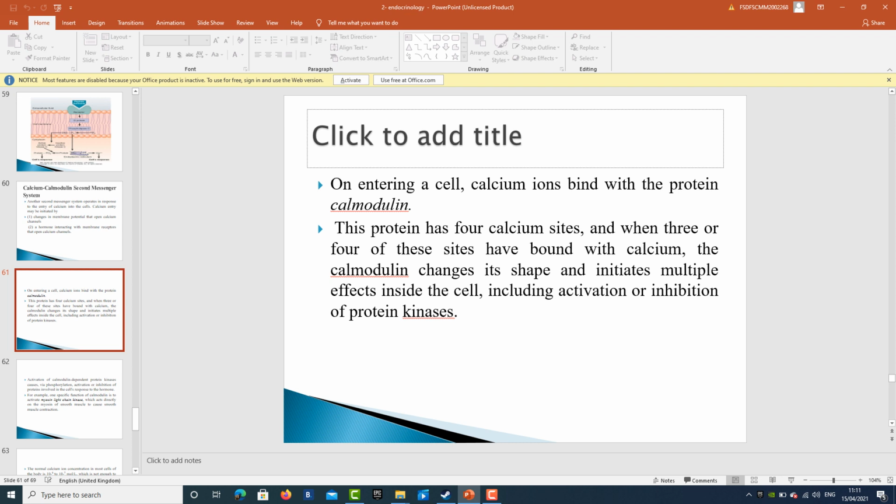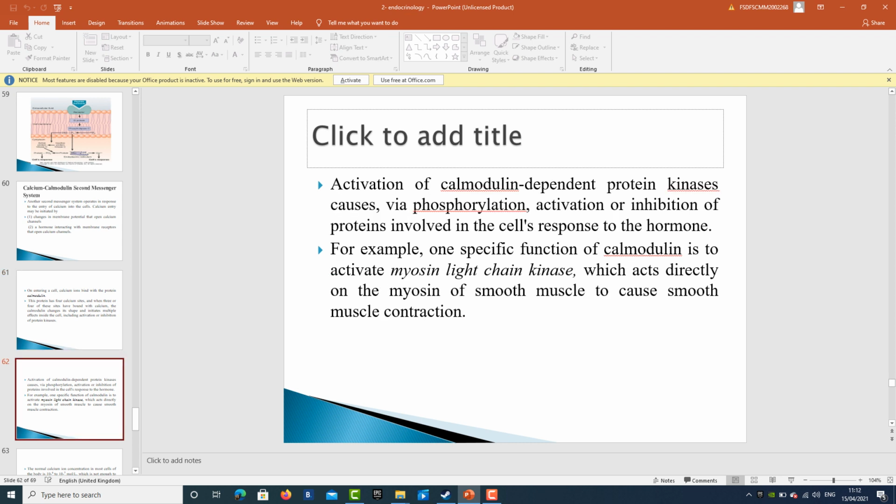On entering a cell, calcium ions bind with the protein calmodulin, and this protein has four calcium sites. And when three or more of these sites have bound with calcium, the calmodulin changes its shape and initiates multiple effects inside the cell, including activation or inhibition of protein kinases. Activation of calmodulin-dependent protein kinases via phosphorylation, activation or inhibition of proteins involve the cell's response to hormone.